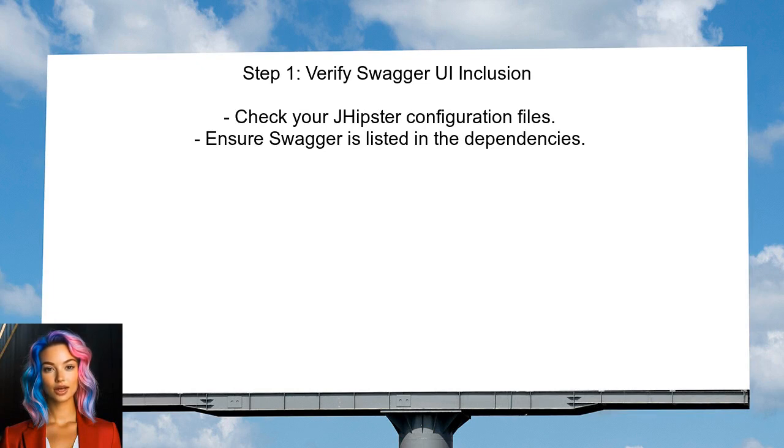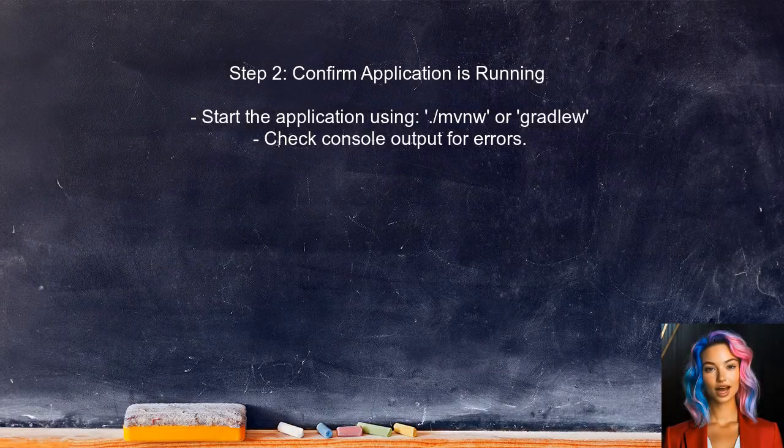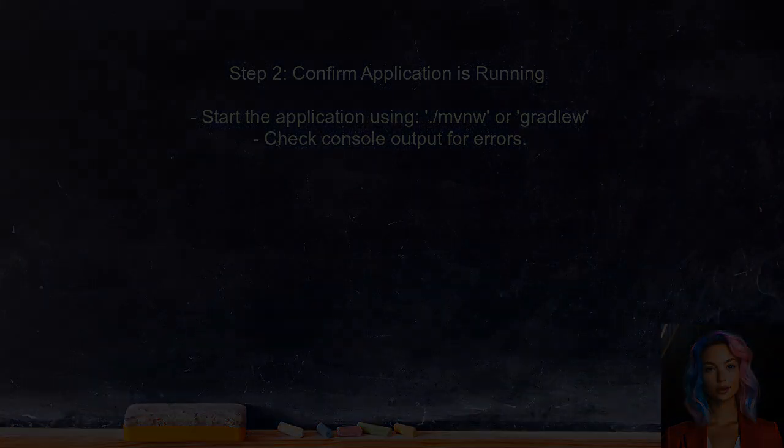To access the Swagger documentation, the user should first ensure that the Swagger UI is included in their JHipster application. This is typically included by default, but it's good to double check. Next, the user should confirm that the application is running correctly.